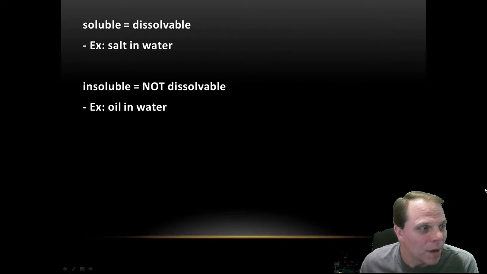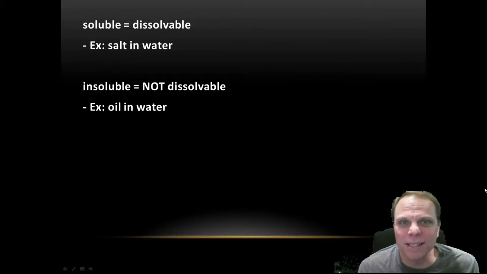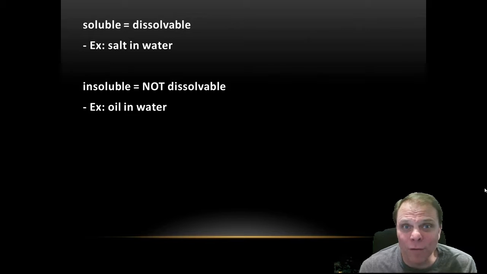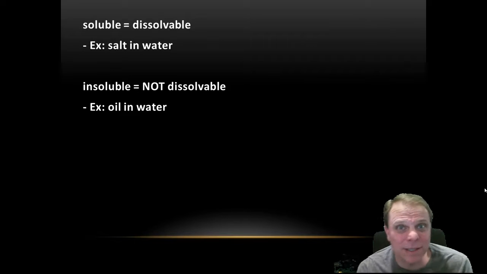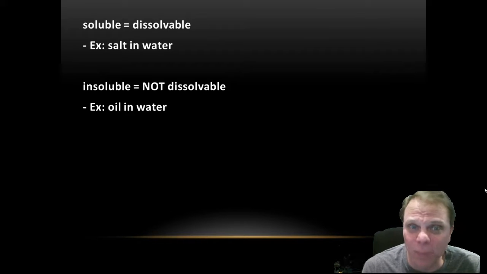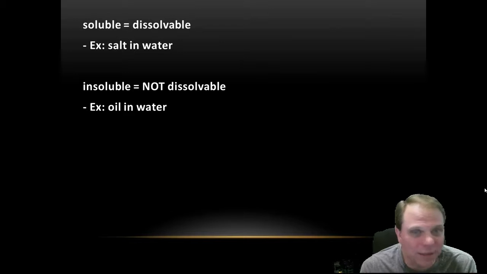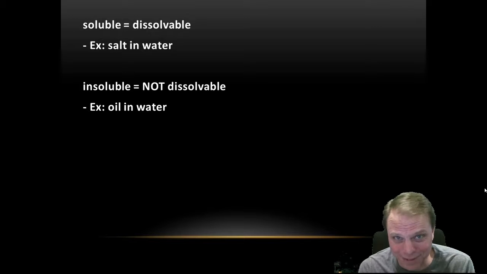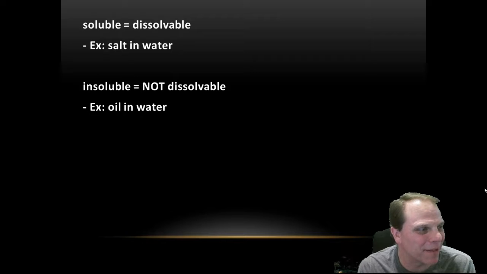All right, so what is soluble? Soluble basically just means something that's dissolvable. If I can dissolve a substance in another substance, then that substance is considered soluble. If it's not soluble, then it's not dissolvable. So for instance, oil does not mix with water. Oil does not dissolve in water. Oil is not soluble in water. Oil is insoluble.